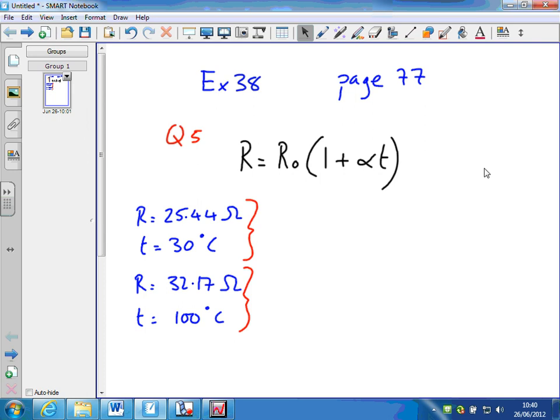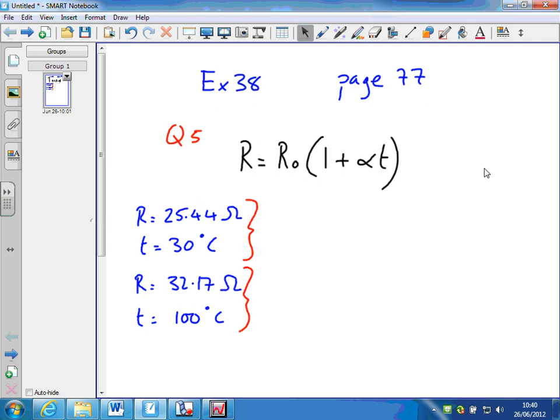We look at the formula at the top here. The resistance of some metal or some component equals R0, the initial resistance, i.e. at temperature 0, times 1 plus alpha, which is the coefficient of resistance or resistivity for the material, times T, the temperature. 4 unknowns, but if we're given 2 of them, which we are, we're given 2 situations.